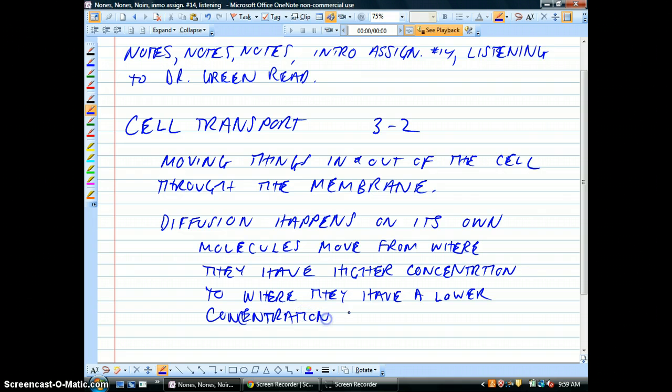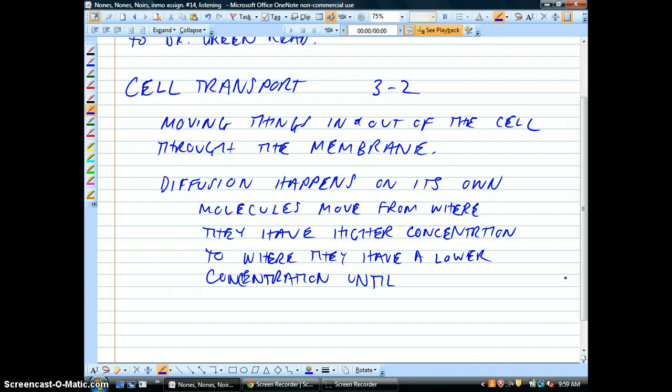Until they are equal. So when you think about diffusion and osmosis, which I'll mention in a minute, think about it as equalizing out the concentrations of everything. If it can, it's going to equalize everything out. Equally interspersed, that's when it'll stop, until the concentrations are equal.